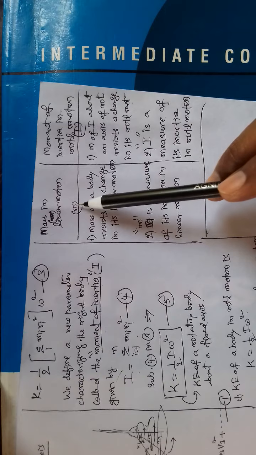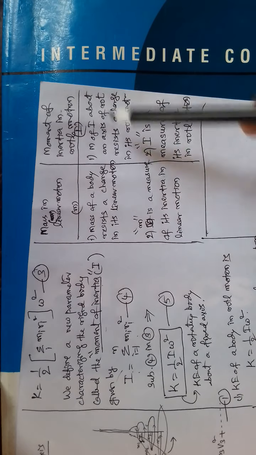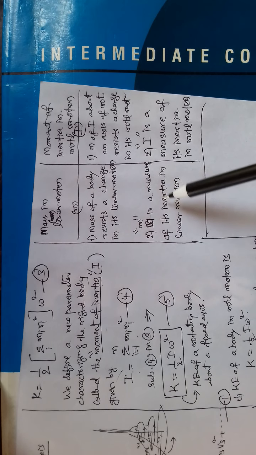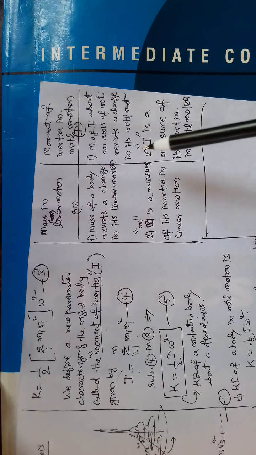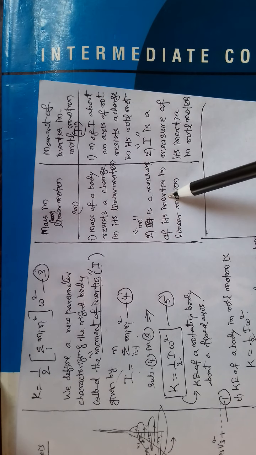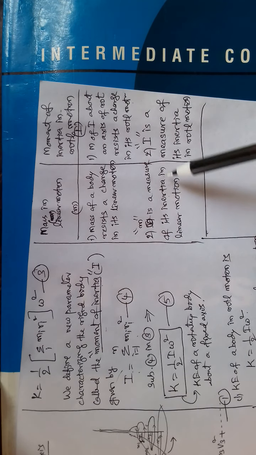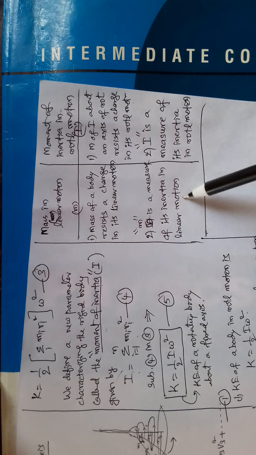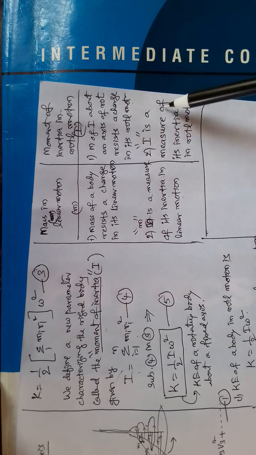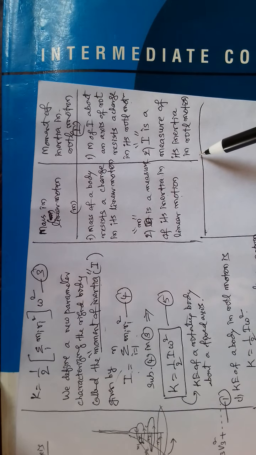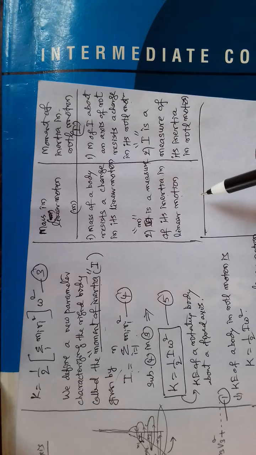That is, M resists linear motion, I resists rotational motion. This property is called inertia. Therefore, M is a measure of its inertia in linear motion. I is a measure of its inertia in rotational motion. We can consider an example here.